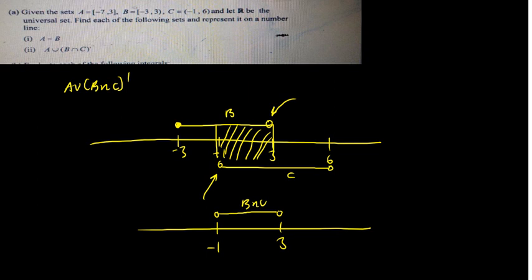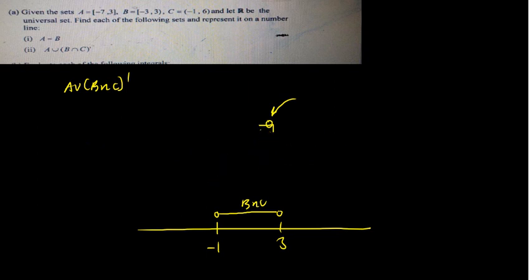But we are interested in B intersection C complement, so we look for the region that is outside. It will start from here. I'm going to include +3 because it's not part of the intersection. Going in this direction, just put an arrow. And then also here we're going to include -1 because it's not part of the intersection. Going in this direction, put an arrow. If the universal set was restricted, we would have just ended where the universal set ends. But this is the set of all real numbers, it doesn't end. So this is going to be B intersection C complement.